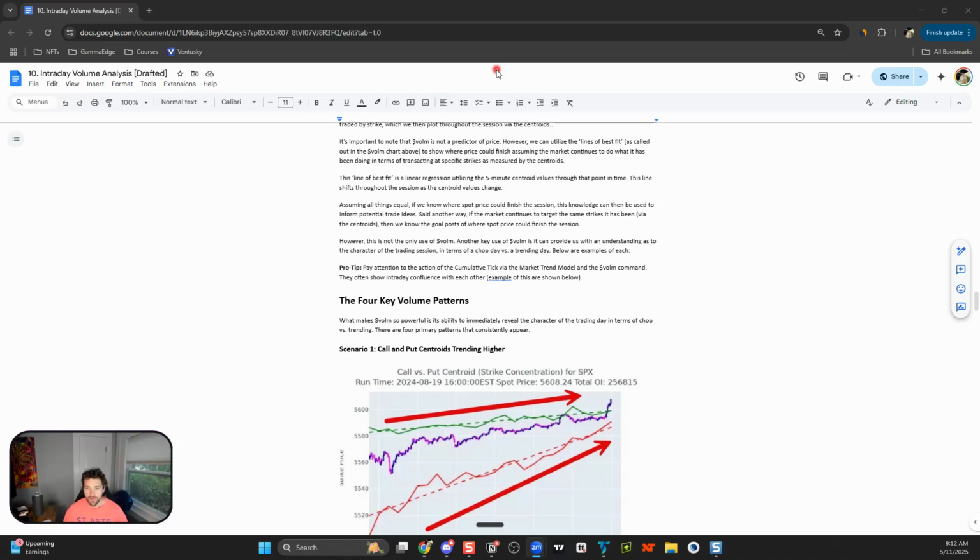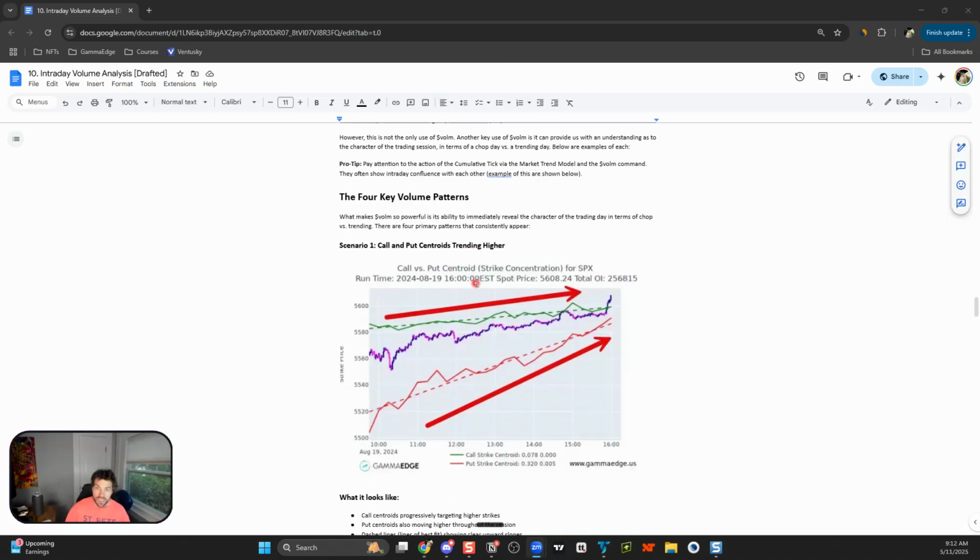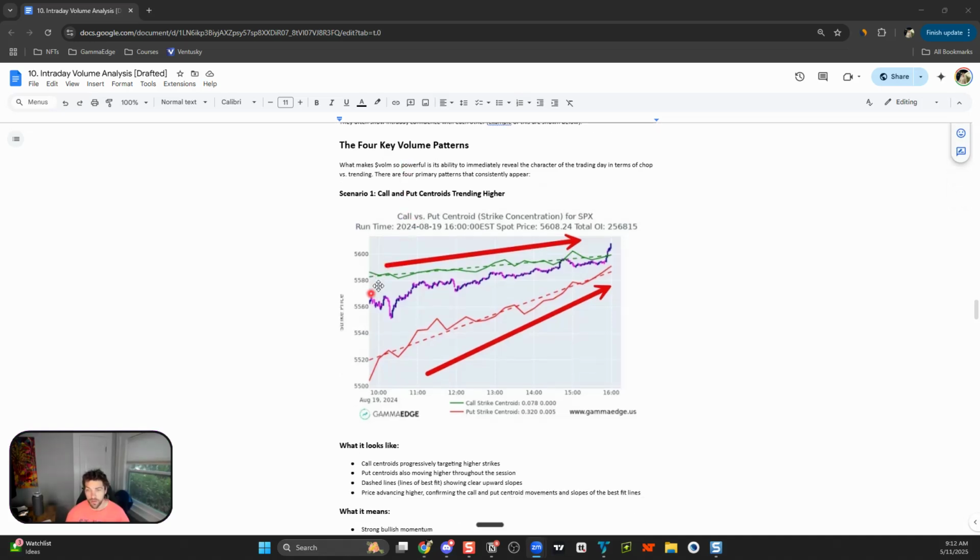So again, getting into those specific volume patterns, there are 4 key volume patterns that we look at when it comes to the centroids. The first is, the call centroid and the put centroid are both trending higher.